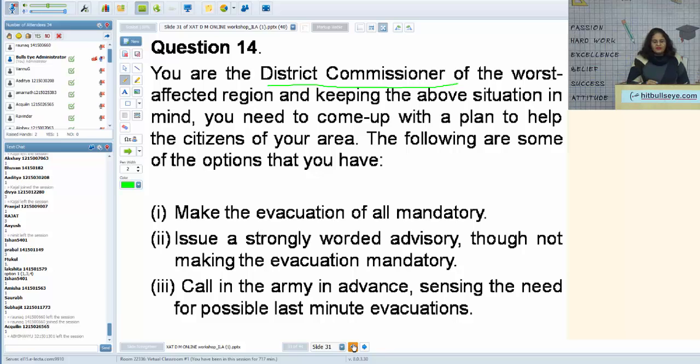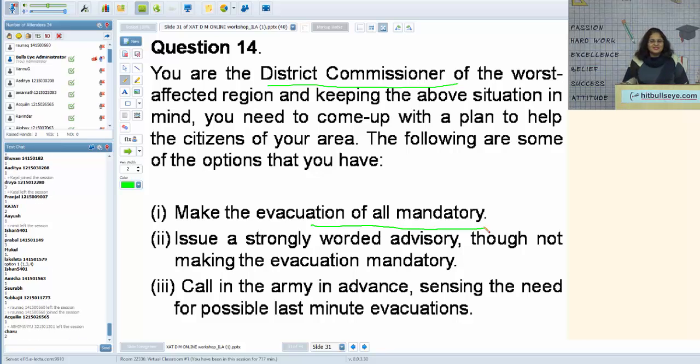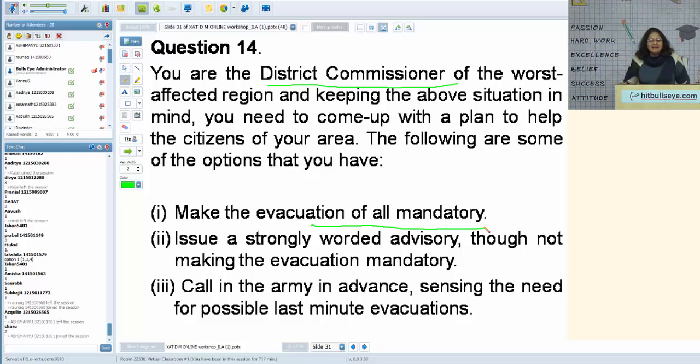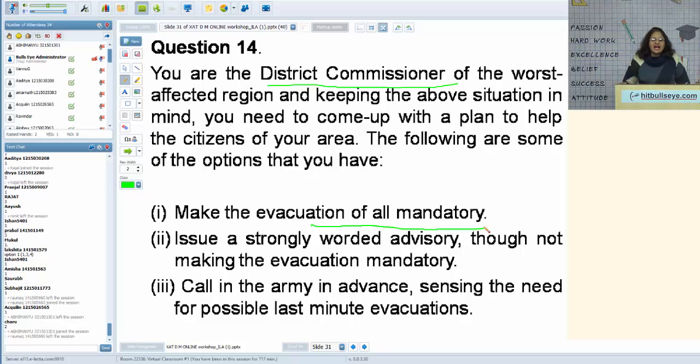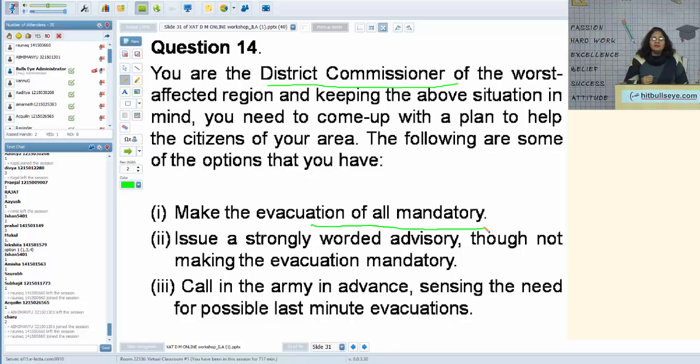Okay, make the evacuation of all mandatory. You are people with lots of good heart, and you know these farmers might just die if they are there, and you feel that the evacuation should be made mandatory. That's very good. But here again, the word mandatory. Mandatory is something that's kind of a rule of law that everybody has to follow. Here in this kind of situation, a person can't resort to something which is mandatory by law. It is legal, it has to be followed, otherwise they'll be penalized for it.